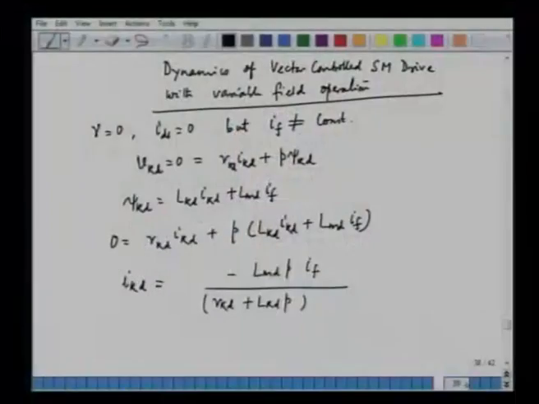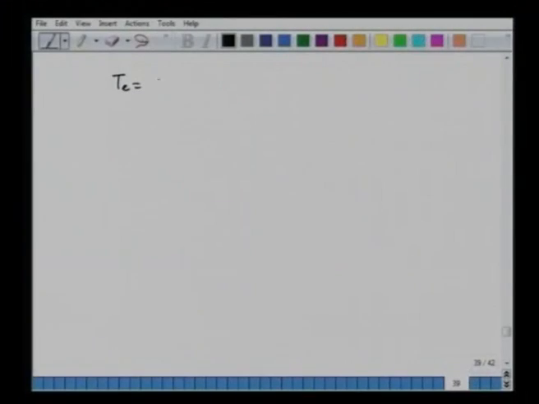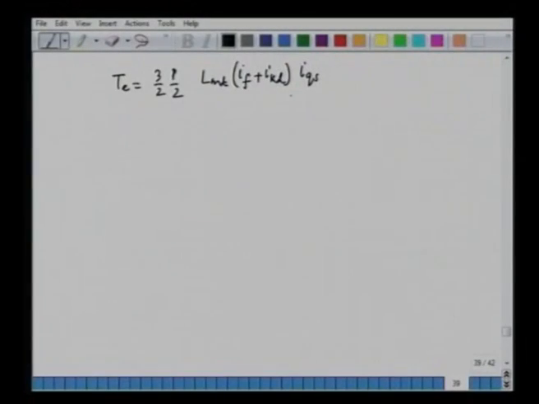Now, let us see the expression for the torque. The expression for the torque for the vector control drive was TE is equal to 3 by 2 into P by 2 into LMD into (IF plus IKD) into IQS. Now, IKD is not 0 because we are changing also IF. So, when we are changing IF, IKD does exist, and because of that the torque equation becomes a little more complicated compared to the situation where IF, the field current, was constant.